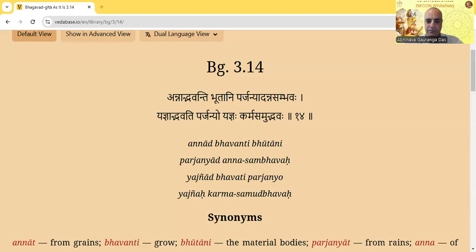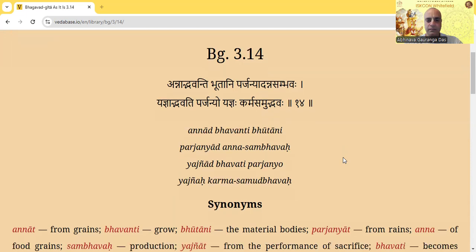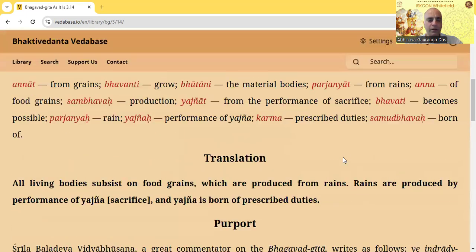Let me share my screen. So the shloka goes like this. अन्नाद् भवन्ति भूतानि पर्जन्याद् अन्न संभवः यज्ञाद् भवति पर्जन्यो यज्ञः कर्म समुद्भवः. In the translation: all living bodies subsist on food grains which are produced from rains. Rains are produced by performance of yajna or sacrifice, and yajna is born of prescribed duties.